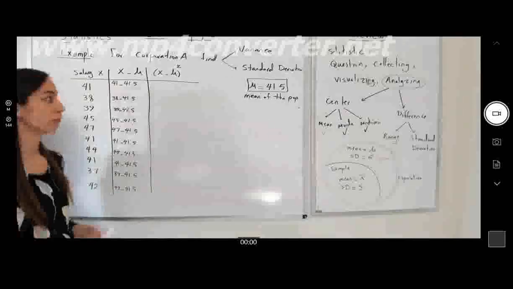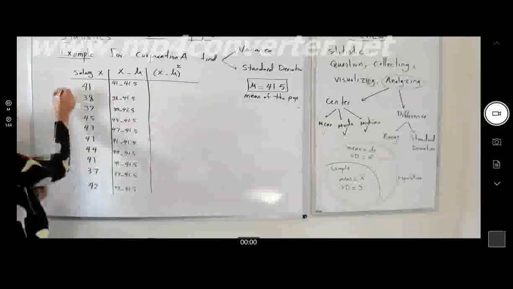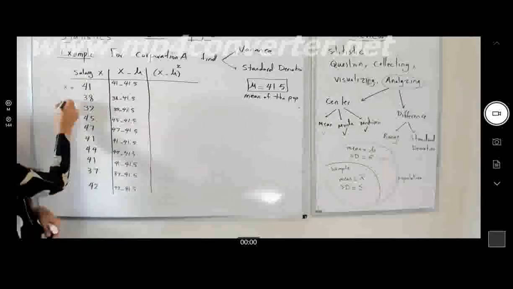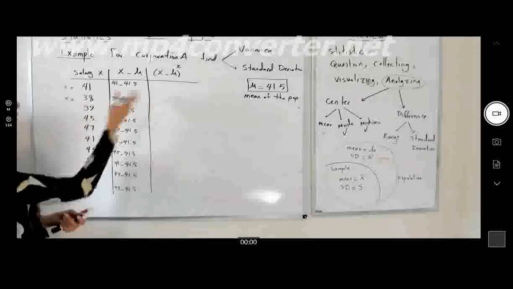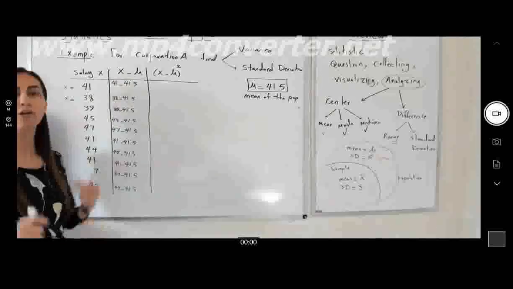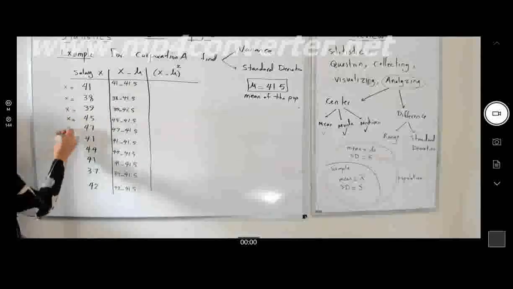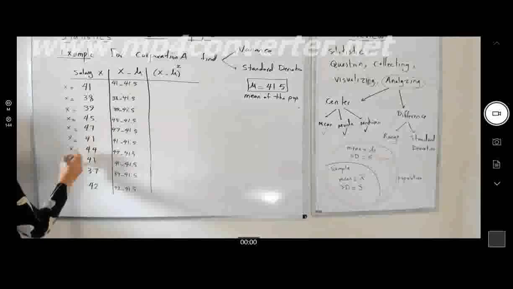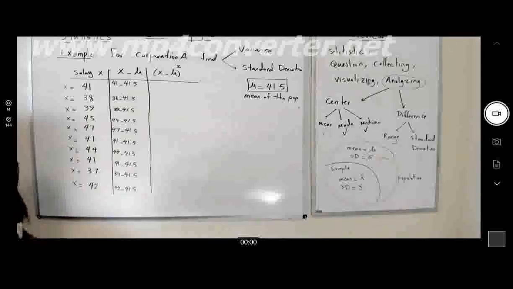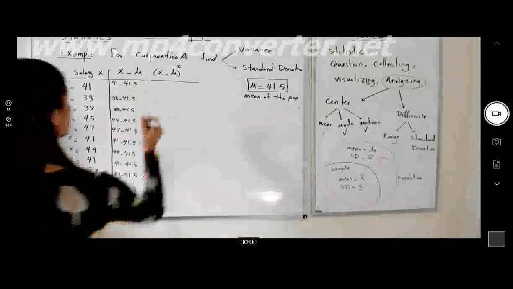So what are we doing? We're finding the deviation for each x. If x is 41, the deviation is 41 minus 41.5. If x is 38, the deviation is 38 minus 41.5. Remember that you have to do the subtraction for each x value. This is your x, this is your x, next x, and the rest of them. Okay, let me erase this and leave a little bit of space.